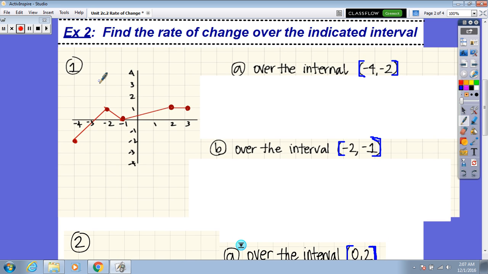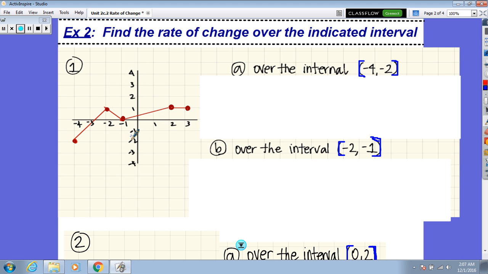In this example, they gave me a graph. So they want me to find the rate of change, which is the slope, over the interval where the first x value is -4 and the second x value is -2. I cannot stress this enough. These values, when they put them inside of these braces, are x's. So I'm going to write my 2 points, and I'm going to put the first x value in the first point and the second x value in the second point.